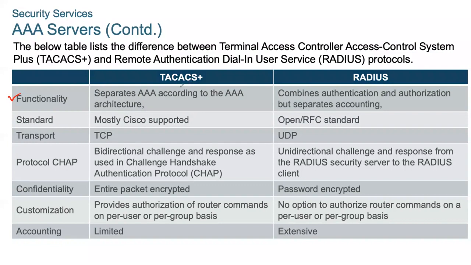TACACS separates authentication, authorization, and accounting as separate services according to its architecture. That means every user has to go through identity verification first. That is authentication. Then they are allowed the privileges given, what type of service or set of services they are allowed to access. Then comes accounting. Whereas RADIUS combines authentication and authorization as a single service.